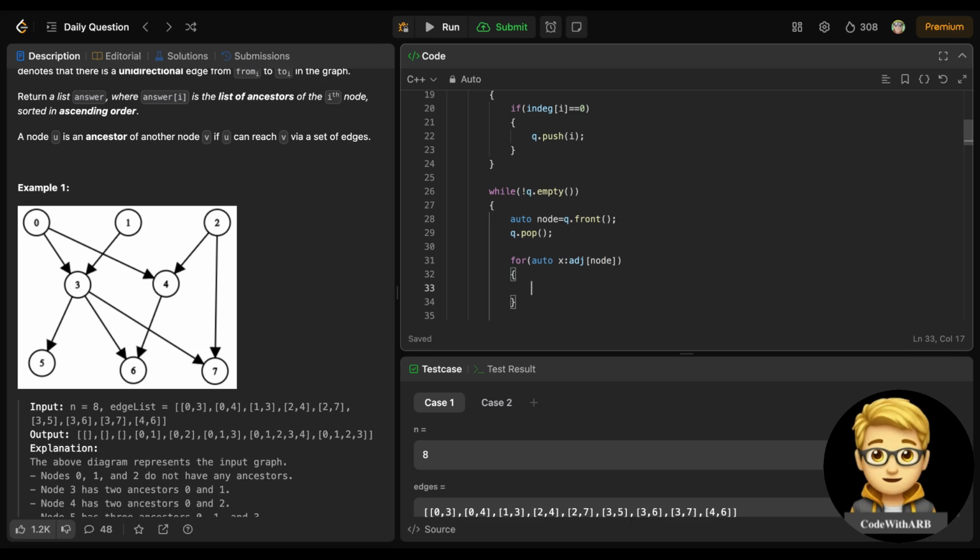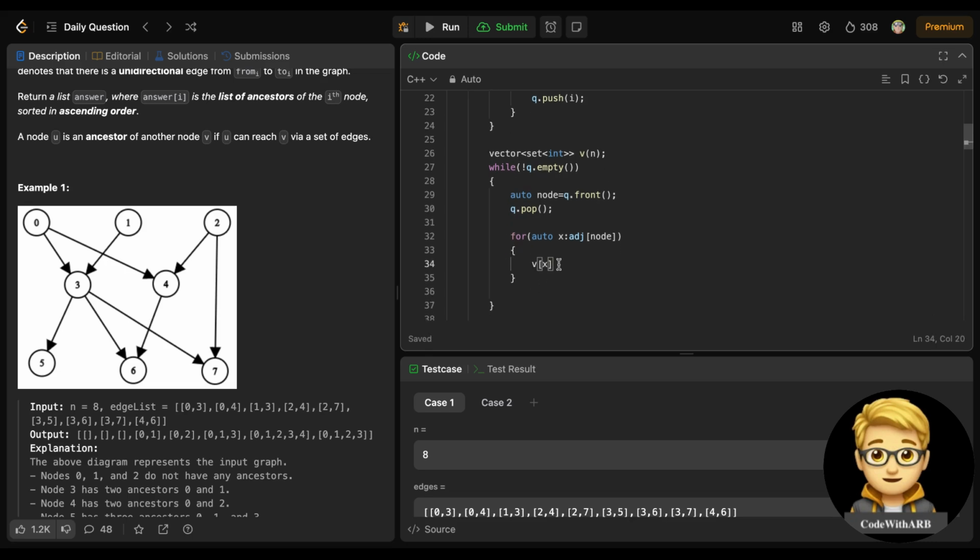We will apply some condition on this child. What do we need to see? I need to store ancestors for these children. For these ancestors, I will take an extra data structure, an array of sets of size n, which stores all the ancestors for a particular node. If x is a child, this node will be its parent, so I will insert this node as a parent for this x.